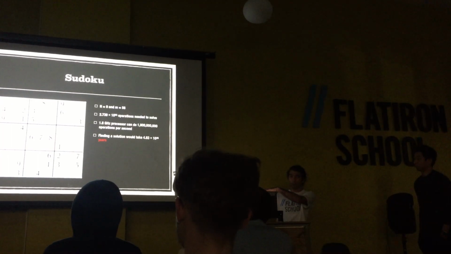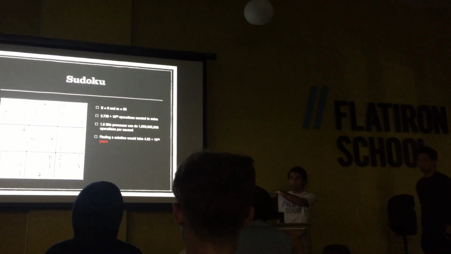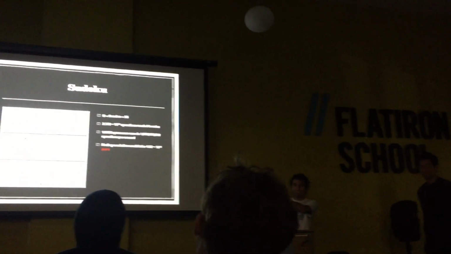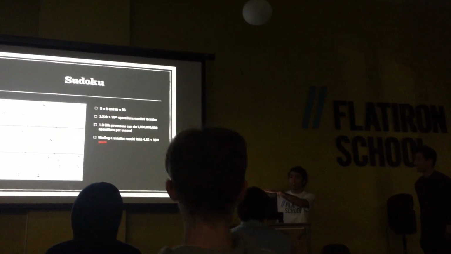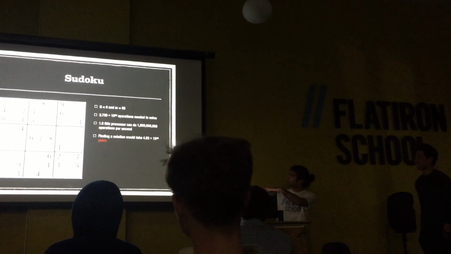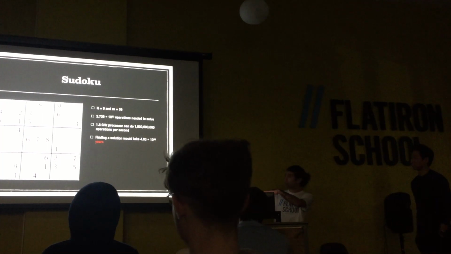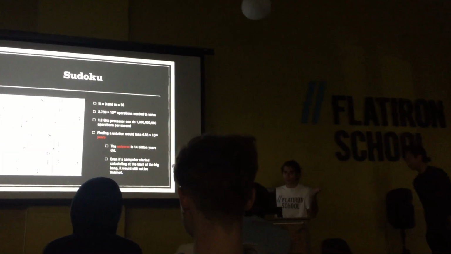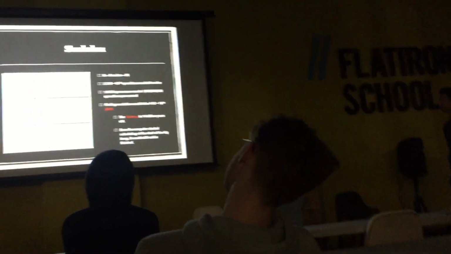Does anybody know how long the universe has existed for? Anyone? 12 billion. Okay, 12 billion is 12 zeros. This is 36 zeros. So it's crazy. It's only a Sudoku. You think Sudoku is easy to solve, right? It's horrible for a computer.